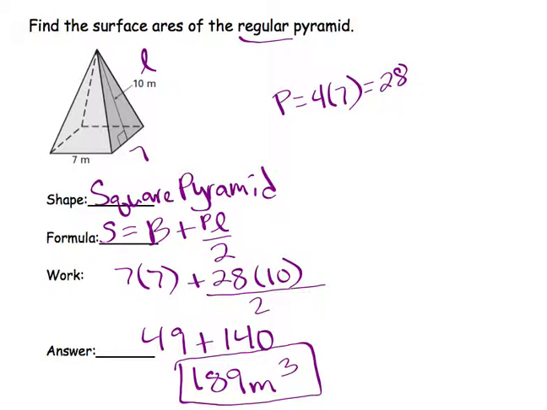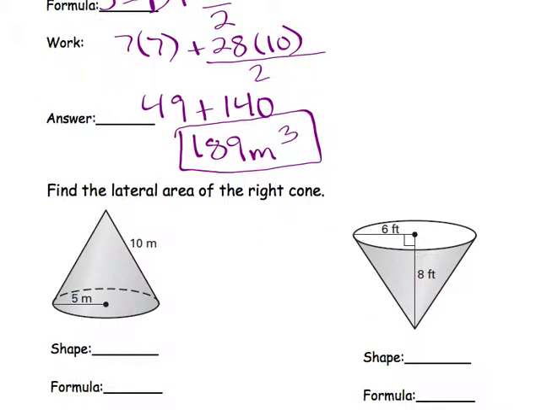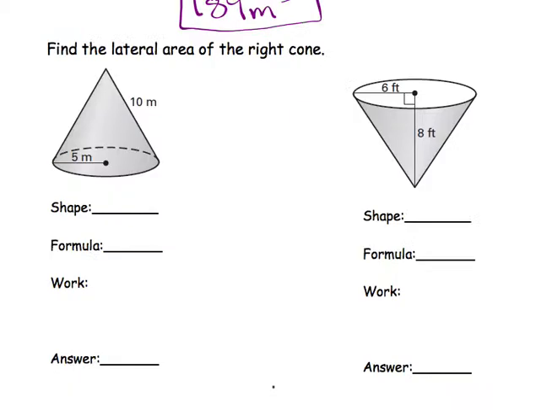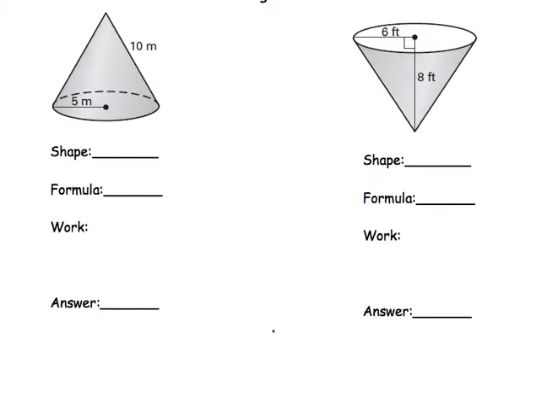There's different ways to work this out, though. If you wanted to find one of the triangles' area and then know that there's 4 of them, you could do 4 times that triangle and then just add the bottom base. So either way is fine. On the bottom of my screen here, some more samples we're going to do. We're going to look at some cones.